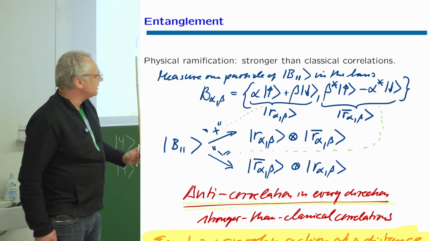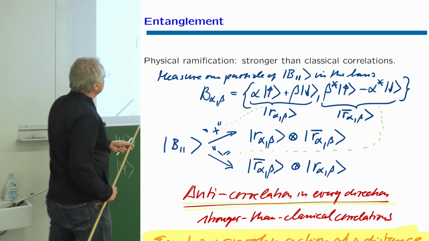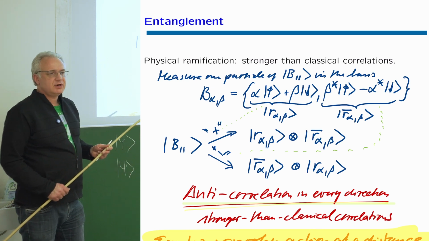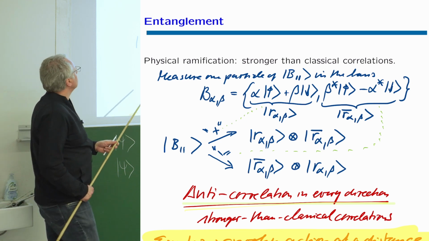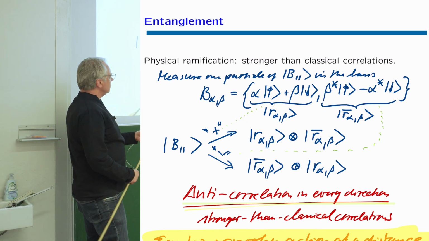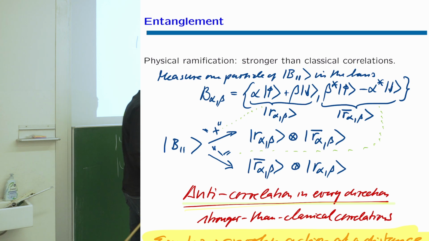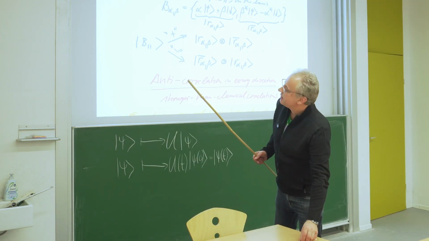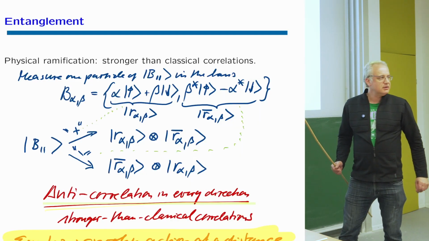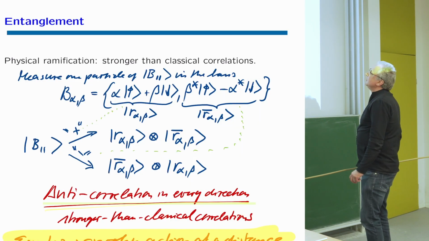Two more things about entanglement. So physical ramifications. Why is it an interesting property at all? Unfortunately this is the solution of the initial exercise, but you still need to extract it because we are talking about something more general here.